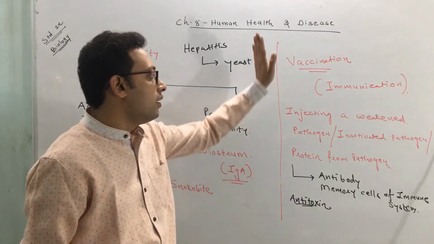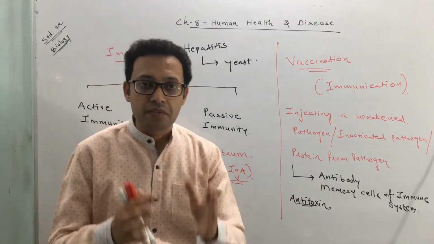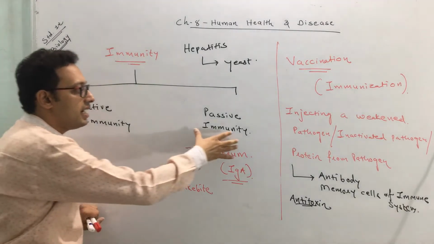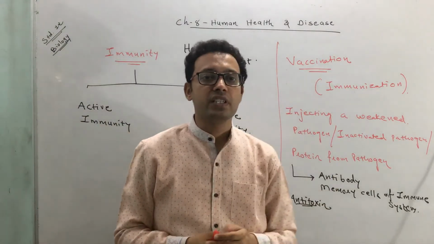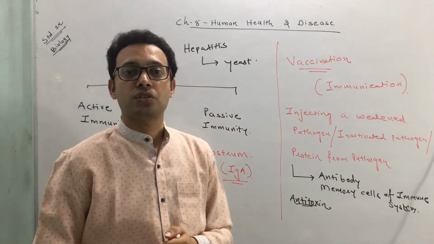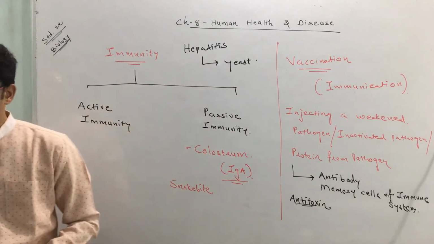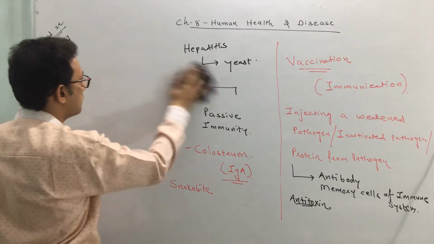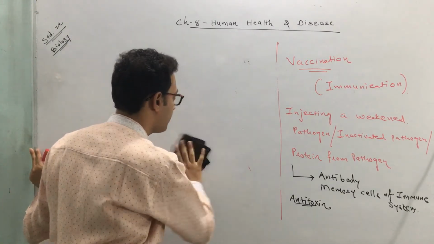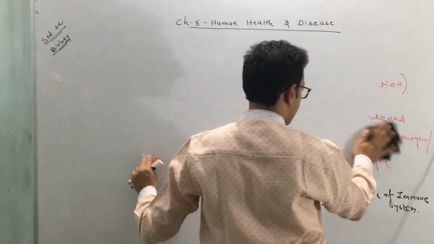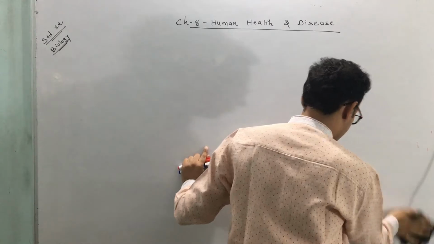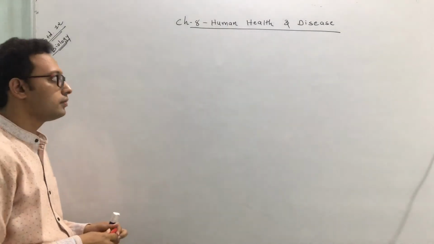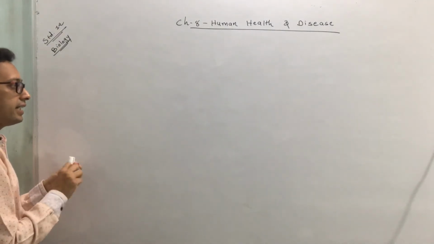Okay, so that's all about vaccination and immunization. Here we have finished two important topics. First, another type of classification of immunity, active immunity and passive immunity. And the second topic we have finished is vaccination and immunization. Okay, so now let's go ahead with another topic, and that is again an important topic.